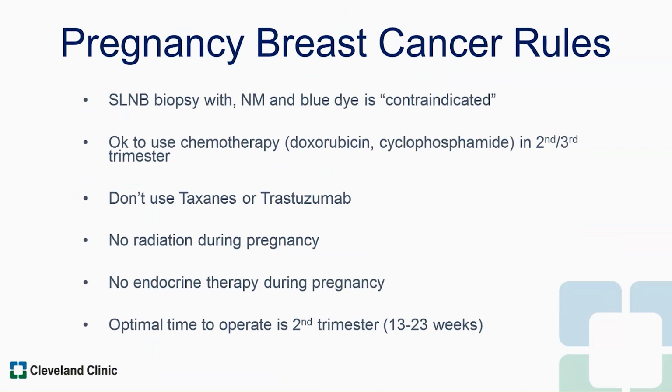And if you have an optimal choice, the optimal time to operate is during the second trimester. So first trimester, you have organogenesis. Last trimester, increased risk of spontaneous delivery. So second trimester, 12, 13 weeks to 23 weeks.